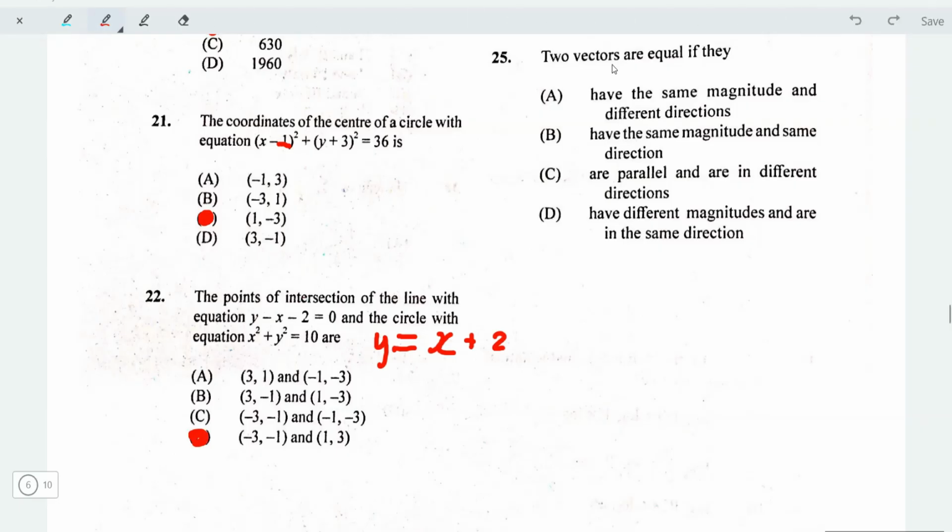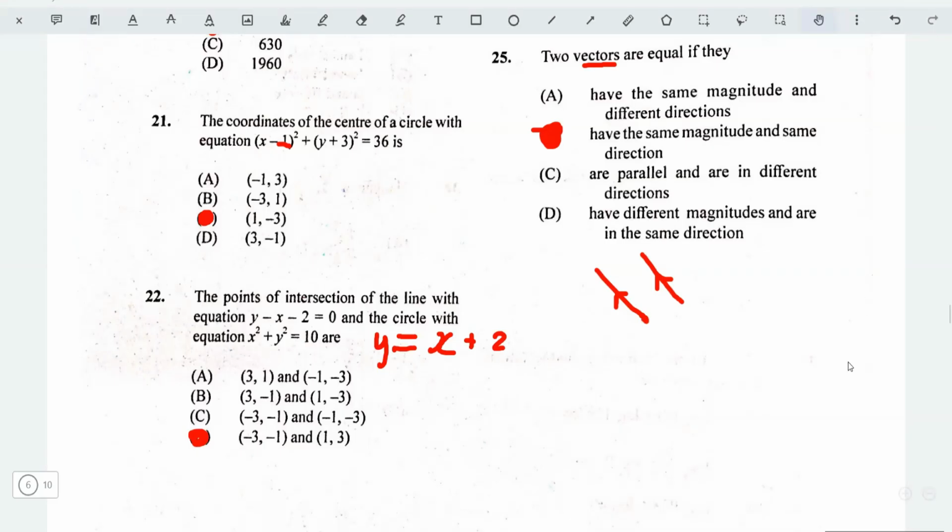Now, before we even scroll up, let's look at this one. Two vectors are equal if they have equal magnitude and they're going in the same direction. So have the same magnitude and same direction. So that looks like option B. That's the only way two vectors are equal. All right, so nice.